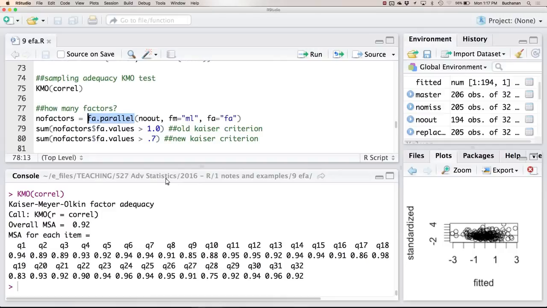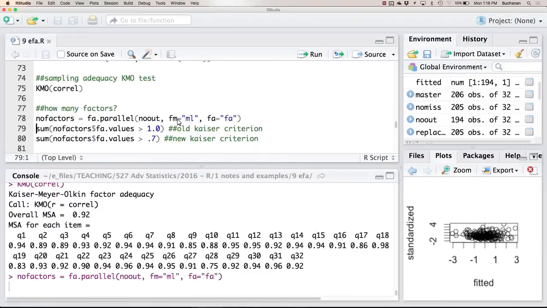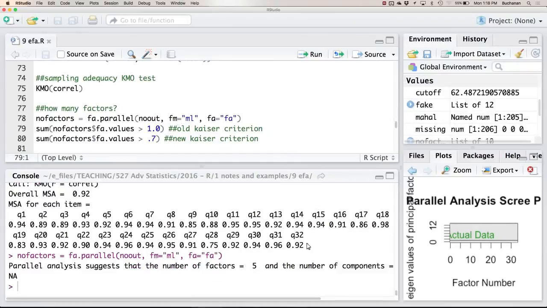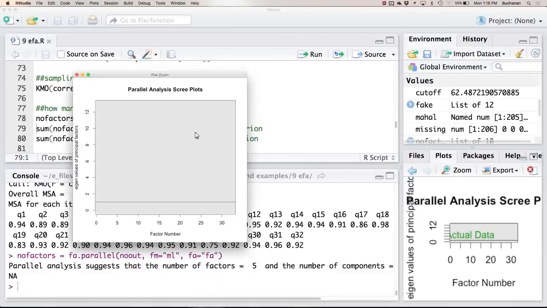So fa.parallel does the parallel analysis part. no out is our data set. fm, factor math, is maximum likelihood. fa, factor analysis, is factor analysis. You can do fa and do both, and you'll get PCA and EFA at the same time, but we're specifically doing EFA, so just fa. When you run that, you'll get two things. The scree plot.